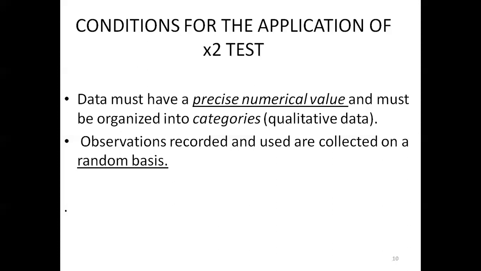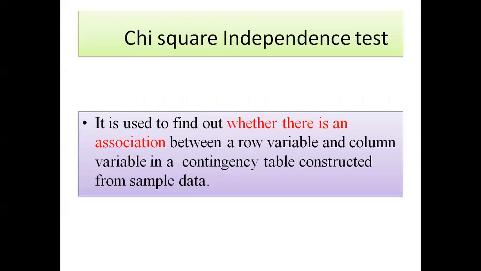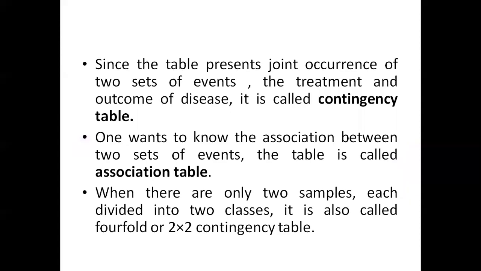Observations are recorded and collected on a random basis. Now, the chi-square test is an independence test. It is used to find whether there is an association between two things. Okay, the chi-square test is not a test for the strength of association. It is just to find whether any association is there or not. To find the association between two variables, we use this chi-square test.